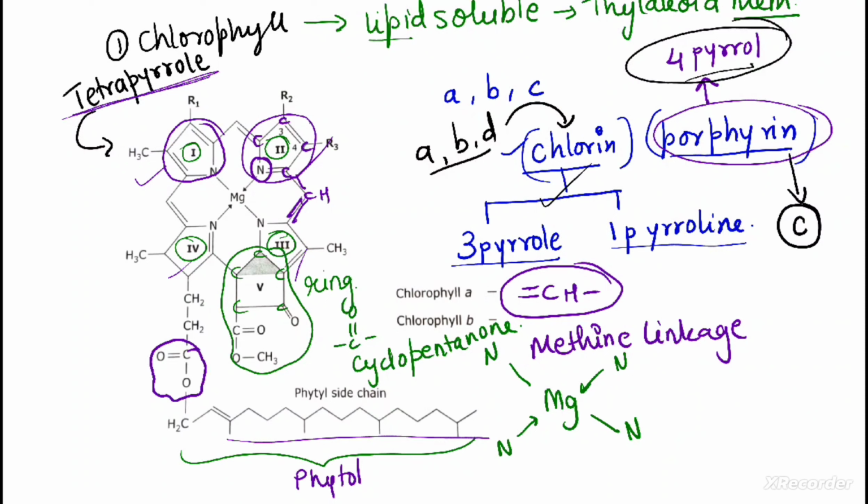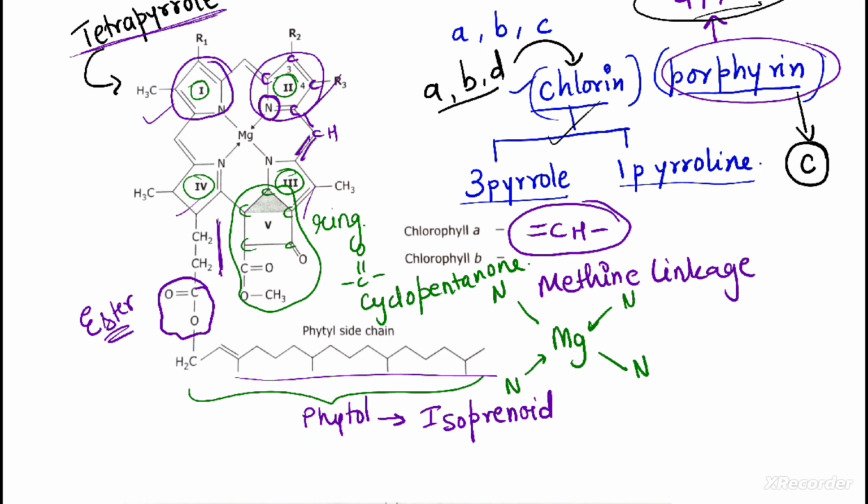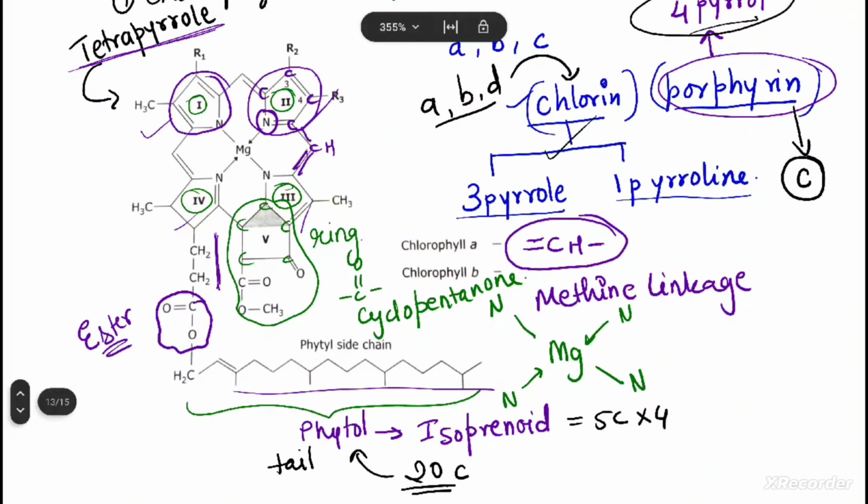So your phytol tail is attached to the tetrapyrrole ring via an ester bond. Now that is attached to the ring via the ester bond, and there is also a propanoic acid group here. So that also should be taken into consideration. Now this phytol that I'm talking about is made up of isoprenoid. I mentioned this in the last class in brief actually. To make it more clear, isoprenoids are made up of 5 carbons, and there are 4 like this, that will make up the 20 carbon long phytol tail.